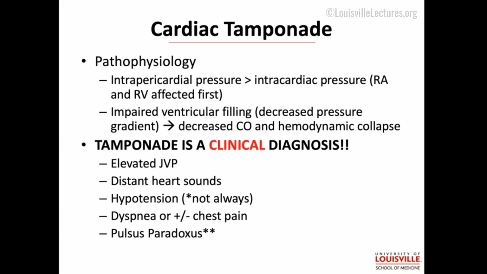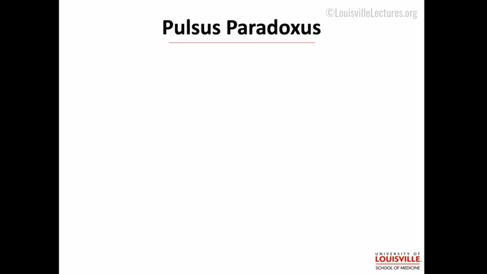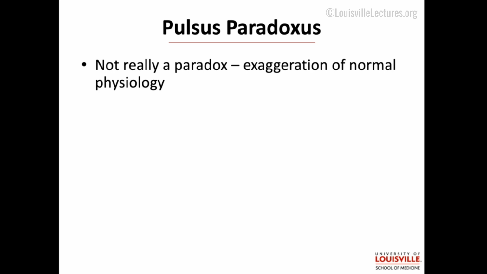And then sometimes they're going to give you dyspnea or chest pain, and the pulsus paradoxus is our best bedside exam. So how do we do this? Okay, this is not really a paradox. This is an exaggeration of normal physiology.